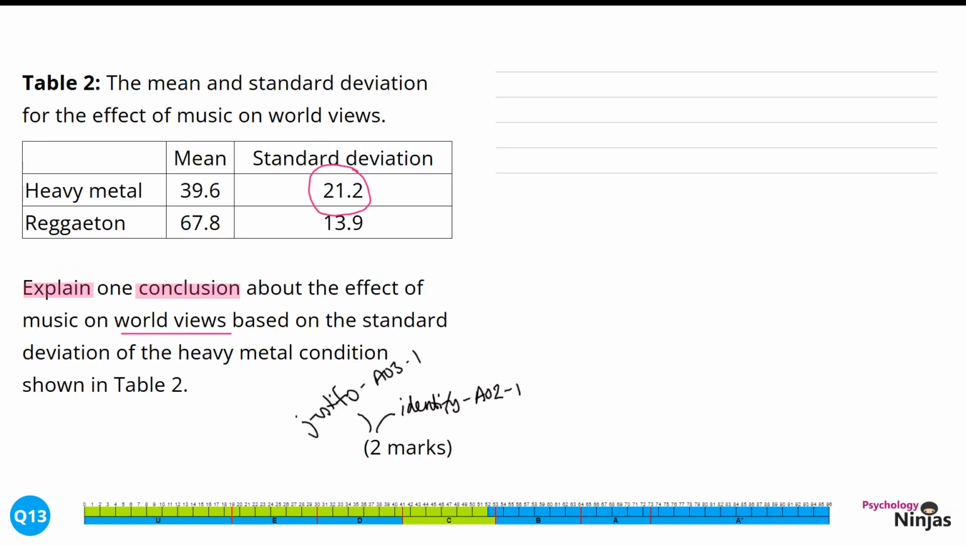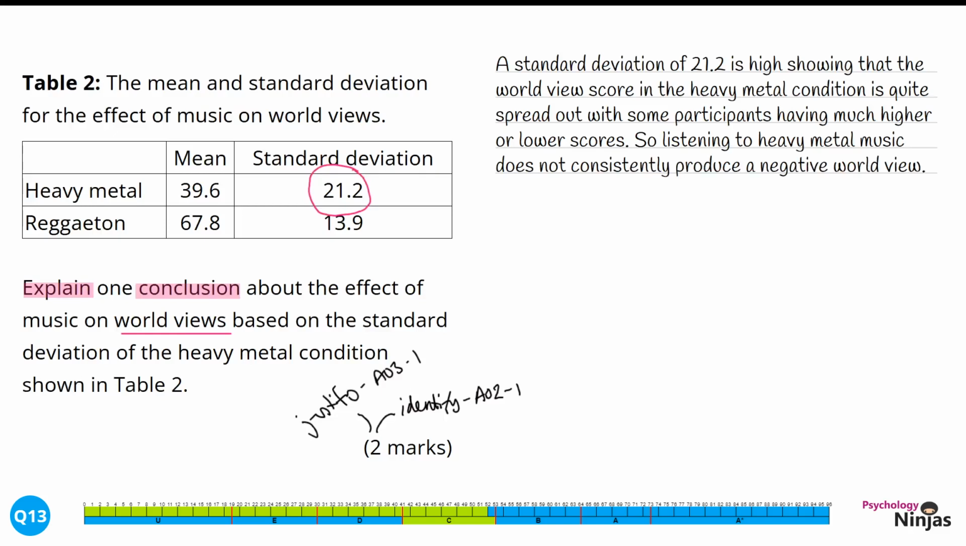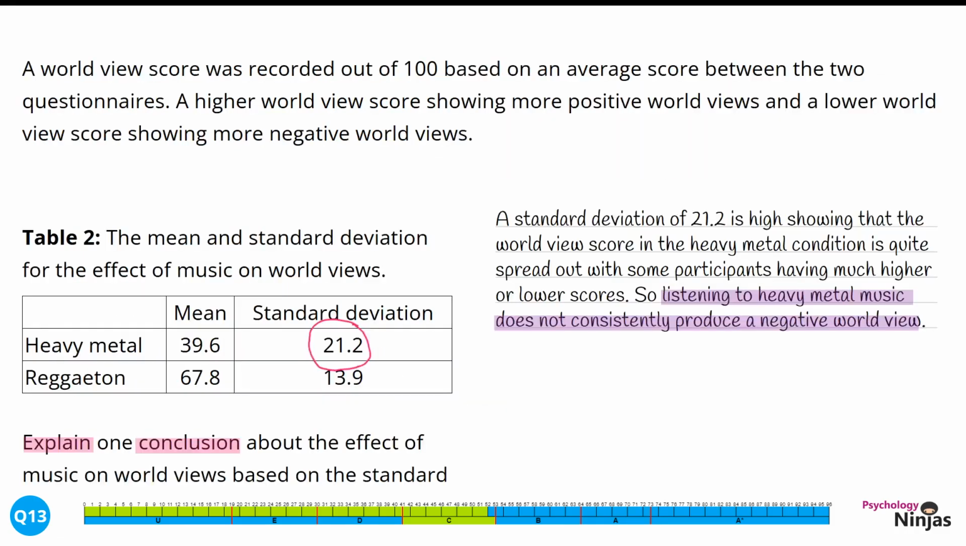Let's have a look at a model answer. A standard deviation of 21.2 is high, showing that the worldview score in the heavy metal condition is quite spread out, with some participants having much higher or lower scores. So listening to heavy metal music does not consistently produce a negative worldview. The identification of our conclusion is actually at the end, that listening to heavy metal music does not consistently produce a negative worldview. We're using two different parts of the STEM to come to this conclusion.